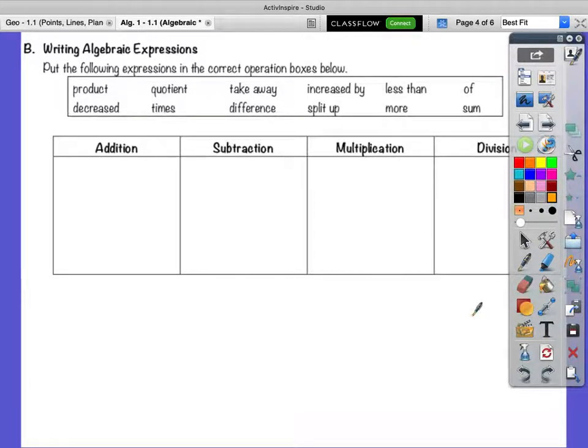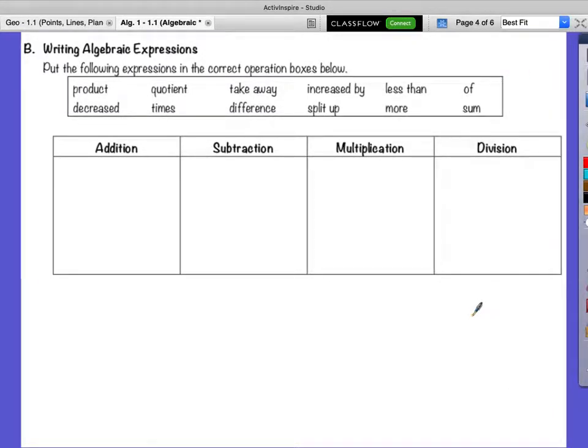So we're going to put the following words and phrases in the correct operation boxes below. So for example, product, does that belong with addition, subtraction, multiplication, or division? What would that mean? Danny? Multiplication. So we take product, we'll write it down there, and I'll go up here to the word bank and cross product off, used it.